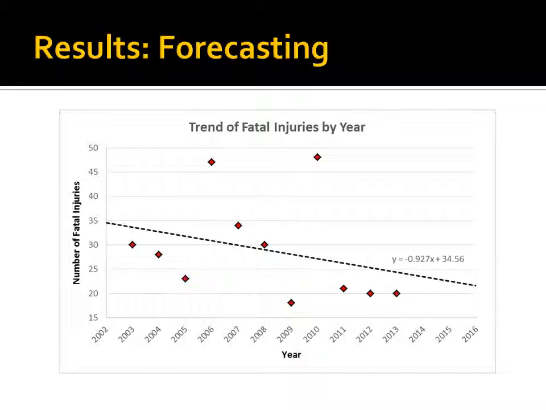Although this value is larger than the number of fatalities observed in 2013, the overall trend of the graph will still continue to decline in fatalities due to the negative slope.